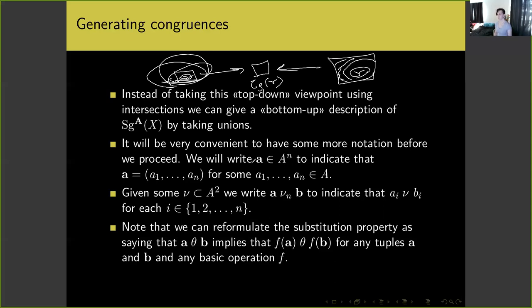We're going to write bold A, or maybe A with a bar under it, or maybe we'll just write A if we're being lazy, to indicate that A is actually a tuple A1 through An for some A1 through An in the set A. Now, if we have some binary relation nu on A, which doesn't have to satisfy any special properties, we're going to write the tuple A is related by nu to the tuple B.